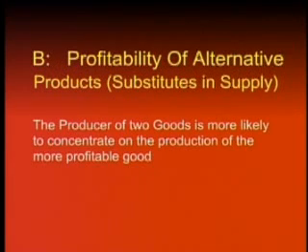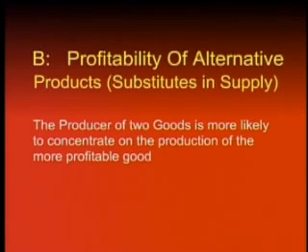The second determinant that we talked about was the profitability of alternative products, such as substitutes in supply. Now note that the profitability of any good can go up either because its price goes up or because its cost goes down. So in our case of the farm, let's say the onion profitability increases because of either the price of onion going up or because the yield on onion production going up, which reduces the cost of onion production. Both of these factors will reduce the supply for potatoes. A producer of two goods is likely to concentrate on the production of the more profitable good.